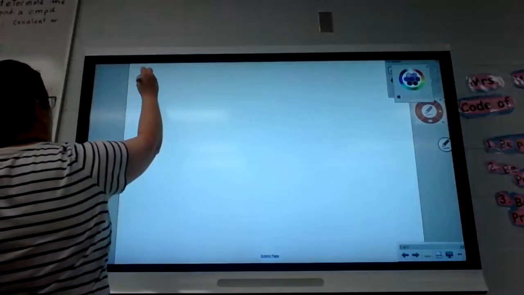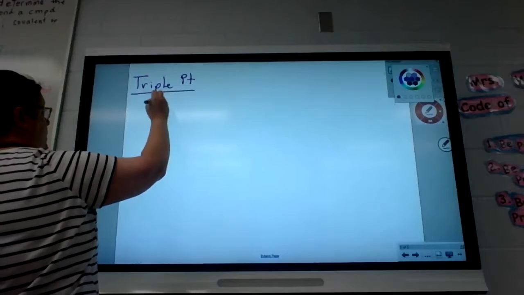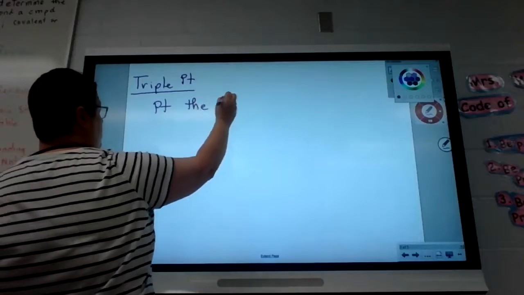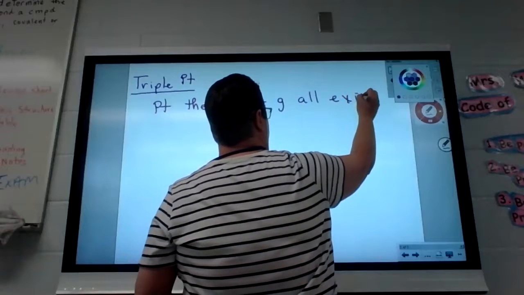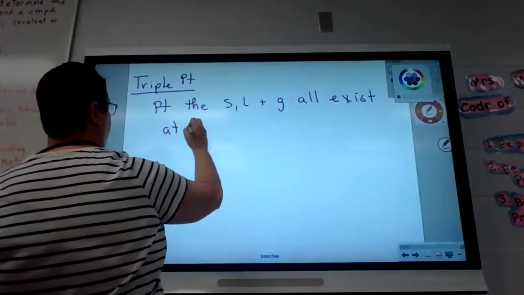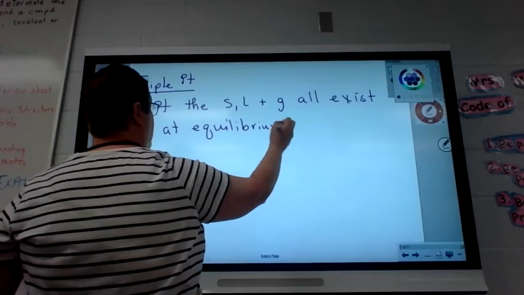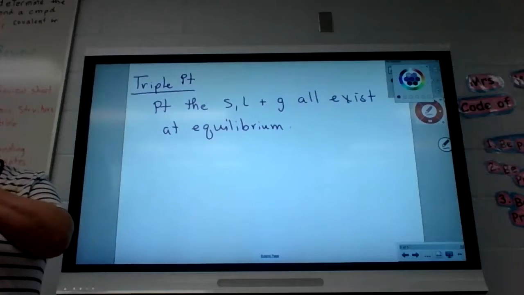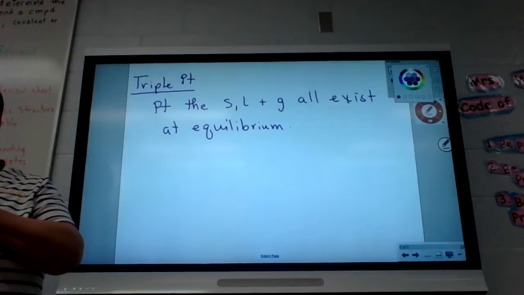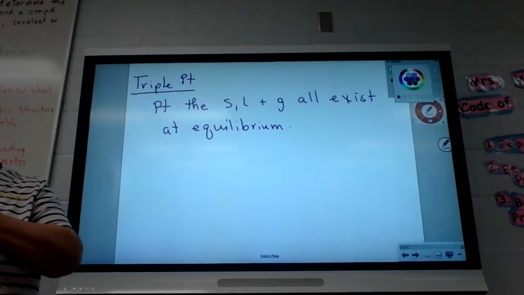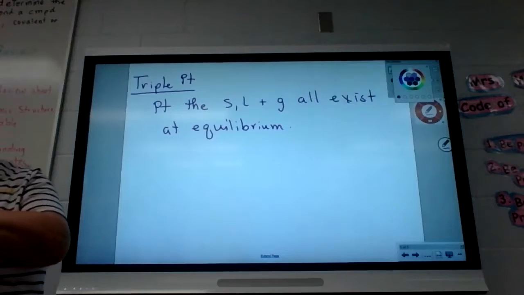All right. So the first point we're going to find is the triple point. That's the one everybody always remembers how to find, and it's the easiest one. This is the point where the solid, the liquid, and the gas all exist at equilibrium. There are 4 points in all, because we're going to do the critical point, the triple point, the normal boiling point, and the normal melting point.